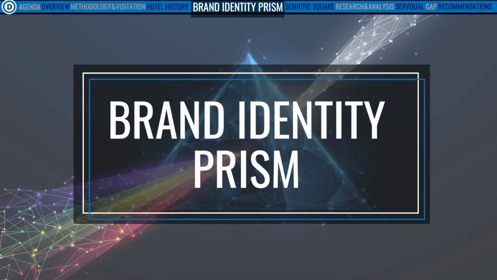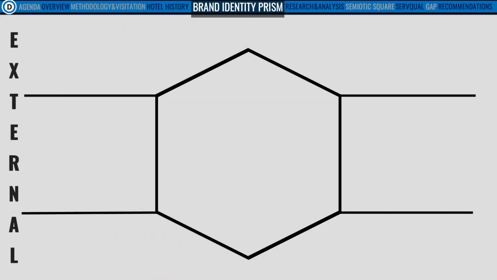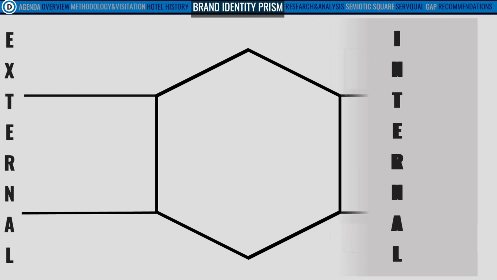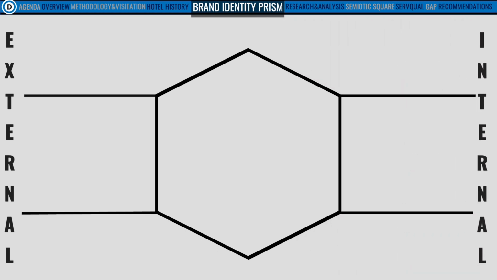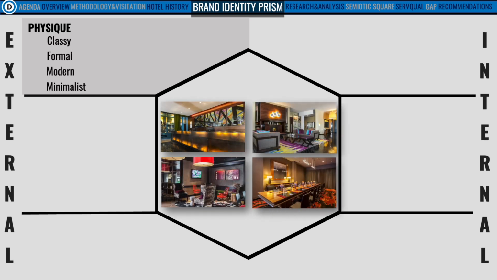Brand Identity Prism. The Brand Identity Prism looks into 6 characteristics, and we have the external components on the left-hand side and the internal components on the right-hand side. The first component is the physique, which is the physical building that you can see itself. It is classy, formal, modern, and minimalist.